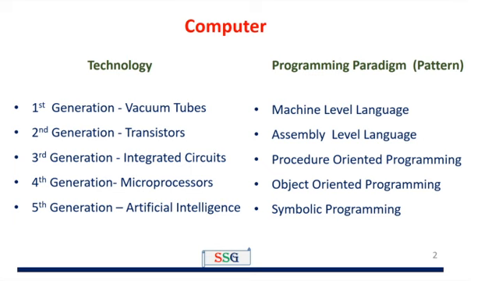The main objective of upgrading the programming pattern is to increase user friendliness. In the machine level language, only experienced programmers used the computer. Nowadays, in symbolic programming, for example game programming, even small kids are playing games. That is, the main objective of the programming paradigm is to increase user friendliness. Now let us see the programming patterns one by one.